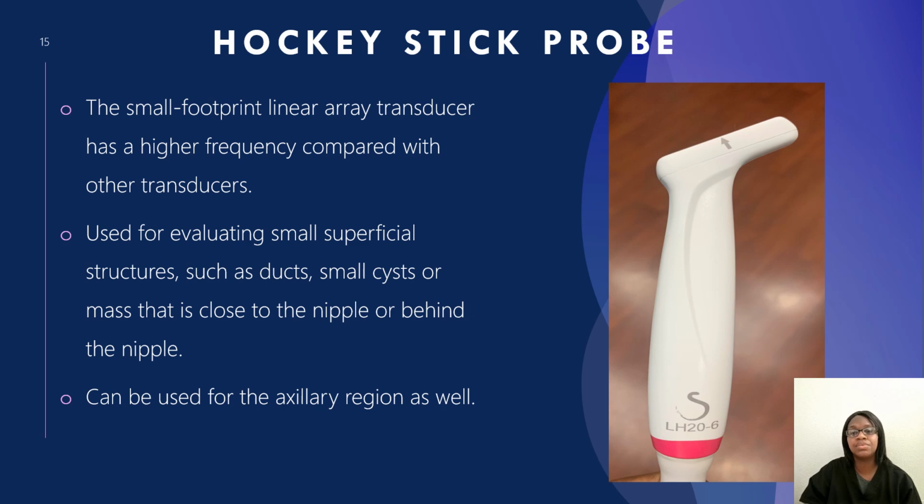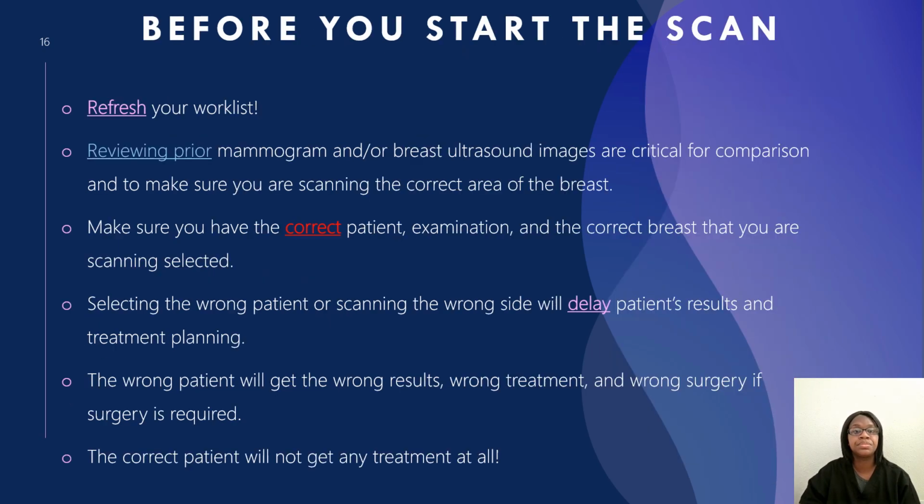This is a hockey stick, we call it. This can look for those superficial small structures, ducts, small cysts, or mass that is close to the nipple or behind the nipple. We also use this for the axillary region as well.